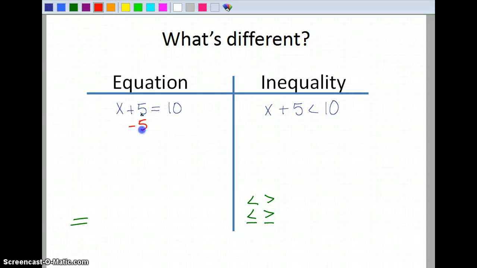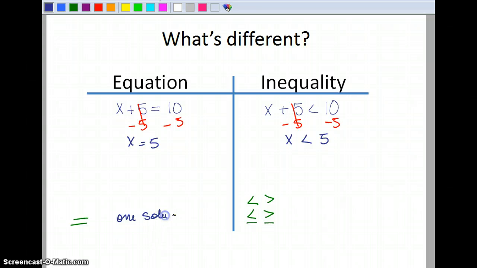So this one I'm going to subtract 5 from both sides. So now I have x is equal to 5. Let's solve this one. Minus 5, minus 5. Now on this one I have x is less than 5. So an equation only has one solution, and an inequality has many solutions.